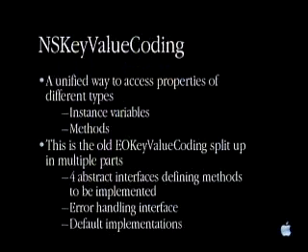Key value coding. A lot of you are probably going to recognize that name from previous versions. It's a unified way to access properties of different types. It can access things that are in methods, private methods, public methods, instance variables. NSKeyValueCoding is EOKeyValueCoding split up into a number of pieces. There are 4 abstract interfaces that define the various methods in key value coding. There's an error handling interface, and there are some default implementations that we provide.